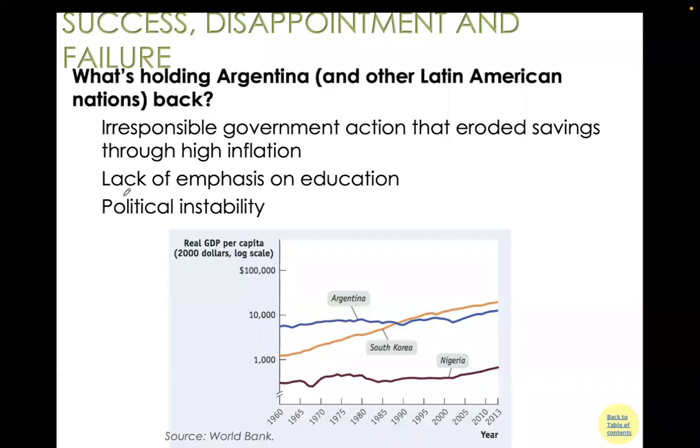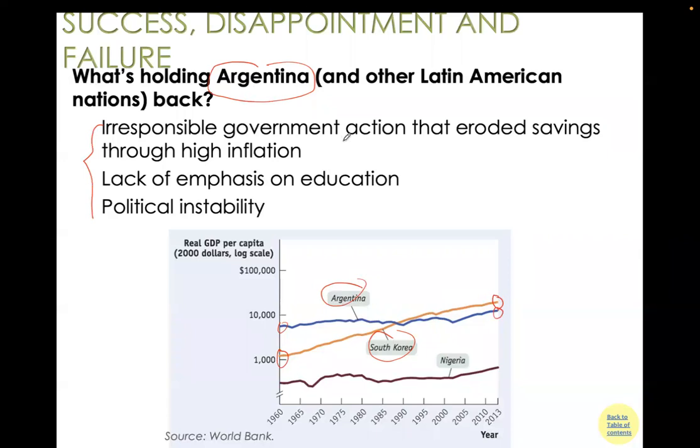Now let's look at further examples. What is holding Argentina behind? We have seen this before when we started this lecture, right? Actually, we're comparing Argentina with South Korea. When this starts, Argentina is doing much better compared to South Korea. Now South Korea is doing better than Argentina. What's behind this divergence? Regarding Argentina, we find there are three possible explanations.